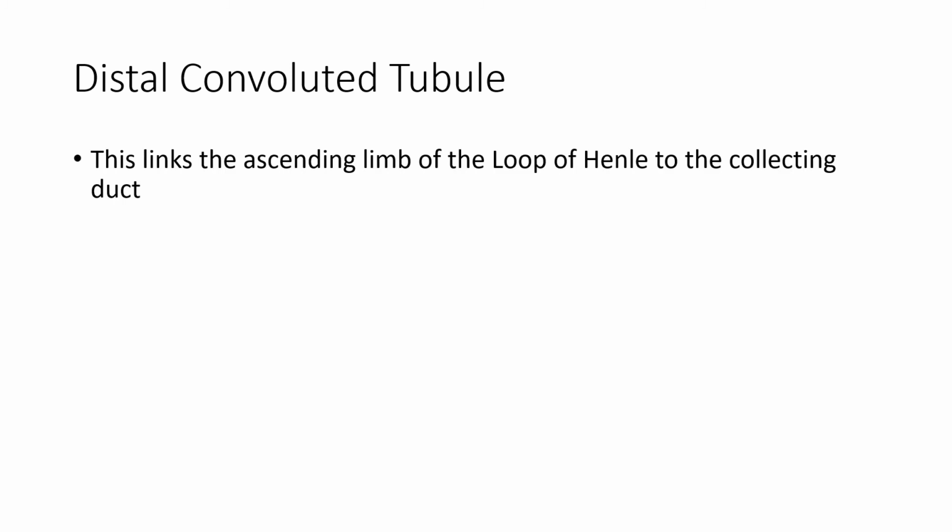So from the ascending limb of the loop of Henle, the filtrate will now pass to the distal convoluted tubule. Again, it sounds very complicated, but break it down. Distal, it's quite far from the Bowman's capsule, so it's distal. Convoluted, again, it's bent, twisted, curved type shape, and it's a tube. So this links the ascending limb to the collecting duct, where the urine will be taken down eventually to the bladder.